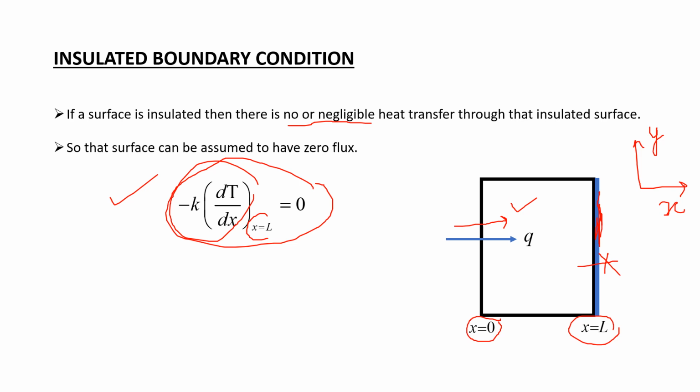The flux is 0 because the surface is insulated, and the insulated surface does not allow the heat to pass through it. Since no heat passes through the surface, the flux is 0 through that surface. So this is the boundary condition for the insulated boundary condition. So this is all about the insulated boundary condition. Now let's move on to the next slide.